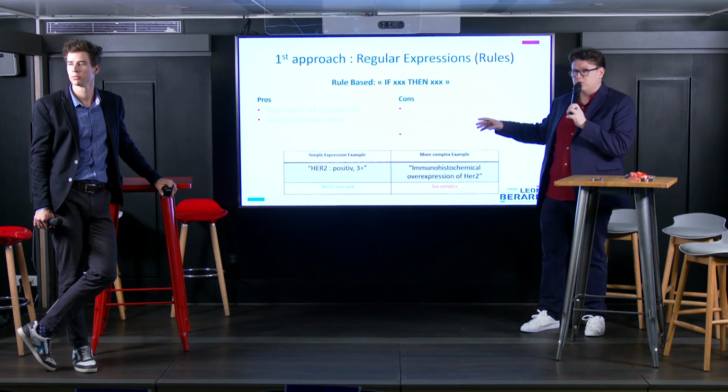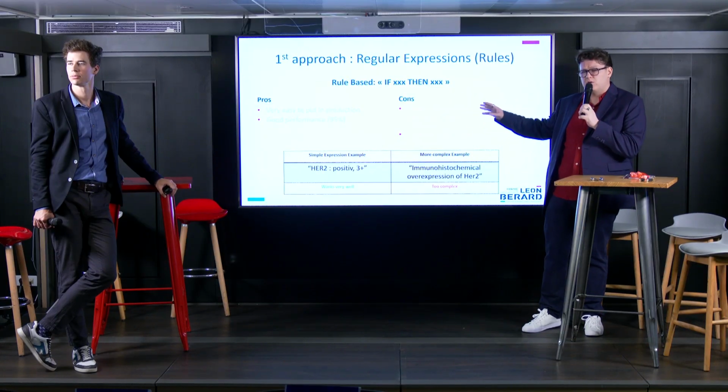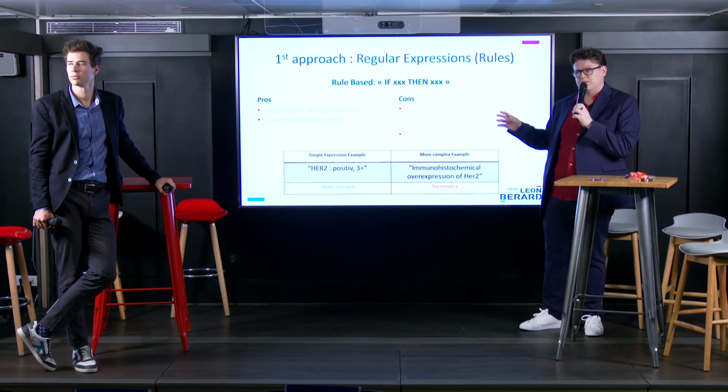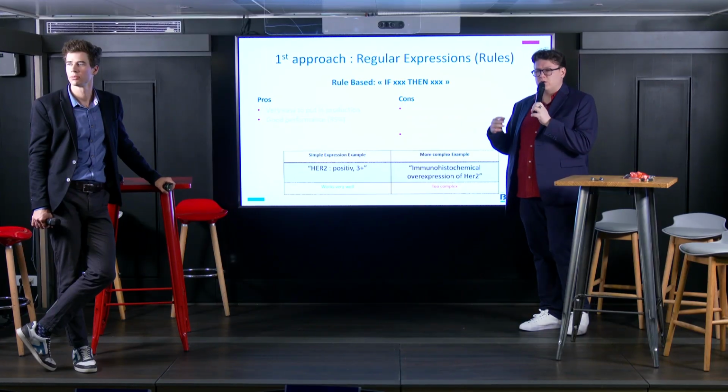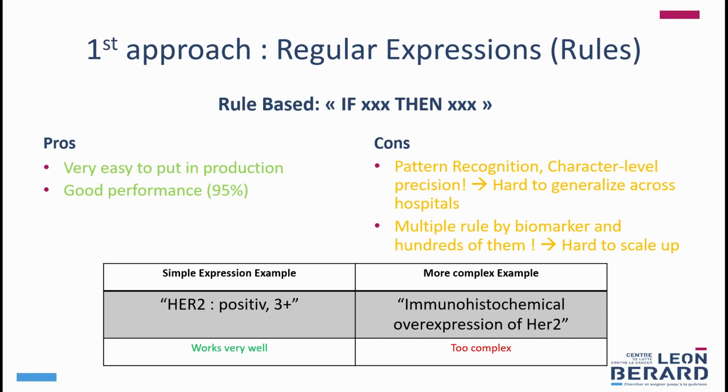You can see the pros really rapidly. It's very easy to put in production, and it can give good performance on simple examples. But the cons are also obvious. If I change the pattern, for example here in HER2 colon positive, I change the colon and set a comma, the pattern does not match, and the sentence is not validated, and we cannot structure it using our regular expression. So you can say, if we take all the possible patterns, maybe we can achieve a system that tracks all, but it's not something realizable.